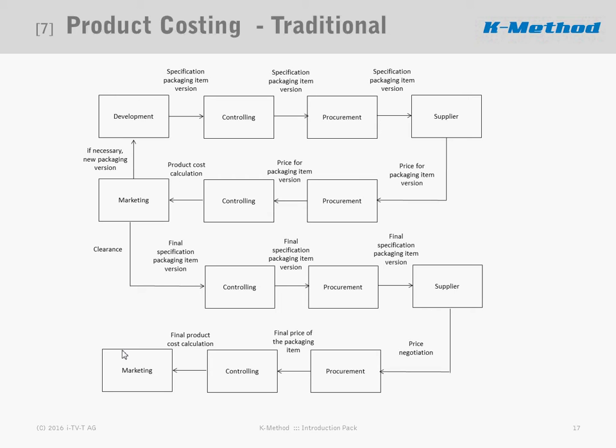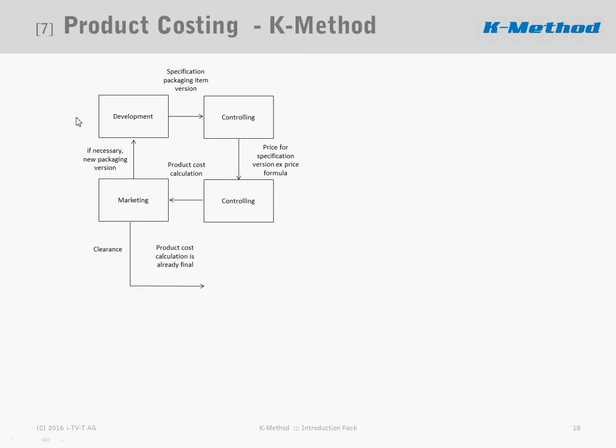If you use the K method with the price formulas, the process looks like this. We have the core loop here in the development phase, but we no longer have the necessity to involve procurement in this process, unless it's an entirely new packaging technology.